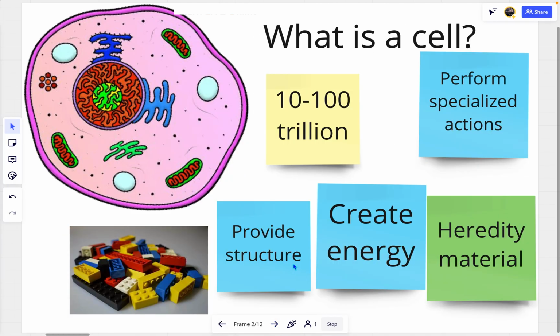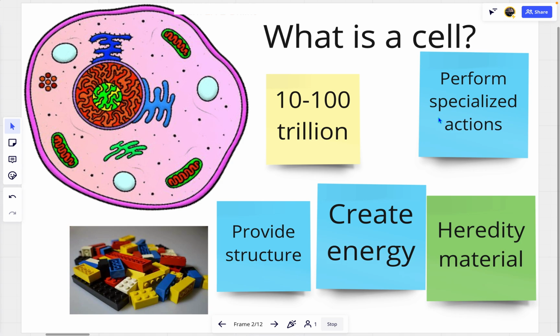First up, what is a cell? Cells are the basic building blocks of all living things. So basically, they're like the Lego bricks that make up the castle. The human body is composed of around 10 to 100 trillion cells. That is a lot of cells. These cells provide structure for the body, like the Lego bricks building up the castle. They take in nutrients from food in order to convert them into energy. So they create energy for your body, and they also carry out specialized functions in your body, specialized actions.